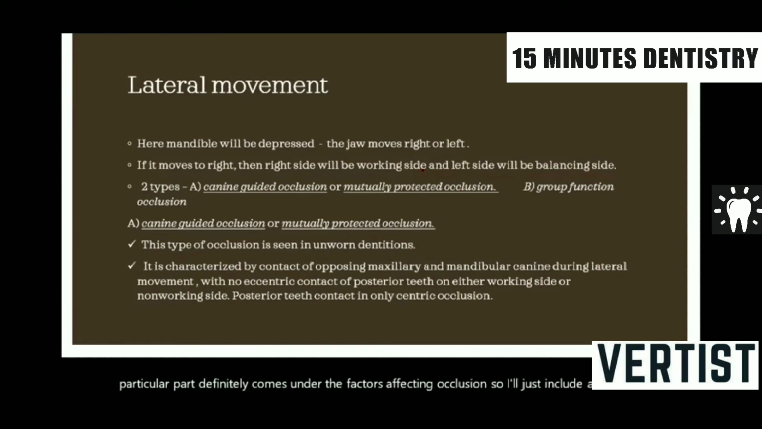Canine guided occlusion, or mutually protected occlusion, is usually seen in younger individuals when the teeth have very prominent cusps and ridges, when there is no attrition seen at that time. It is characterized by the fact that when the maxillary and mandibular canines contact each other, there won't be any contact in the posterior teeth. That is, there would be disclusion, or no contact, in the posterior teeth.